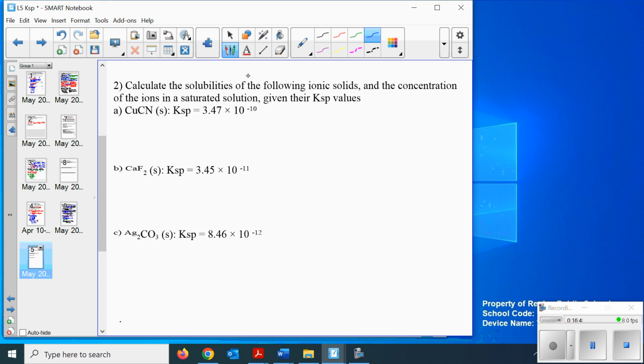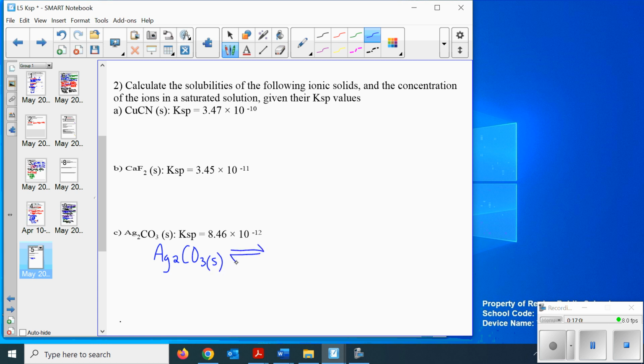Let's see here. I'm giving you the chemical formula. I could have given you the name silver carbonate, and that would have meant you'd have to use your ion sheet to look up silver and carbonate and figure out what the formula is. But this one, okay, here we go. Ag2CO3, solid.